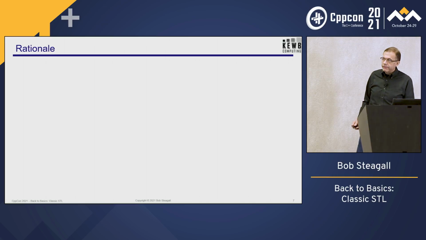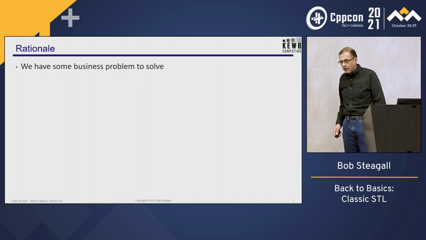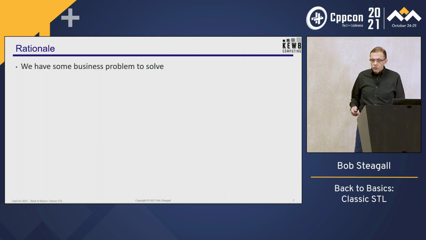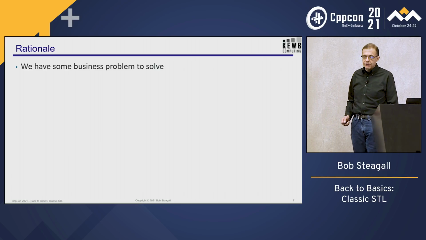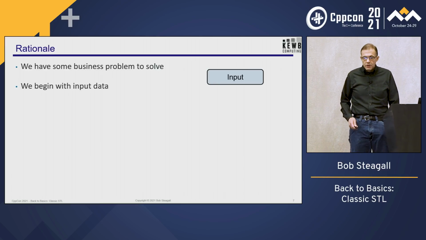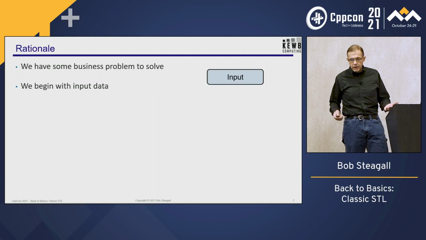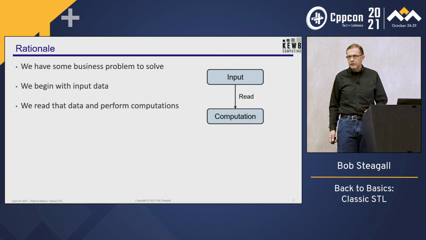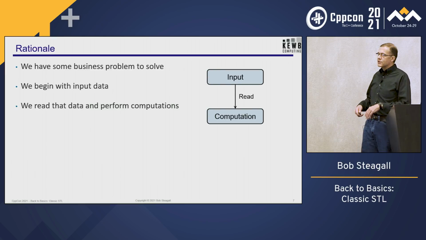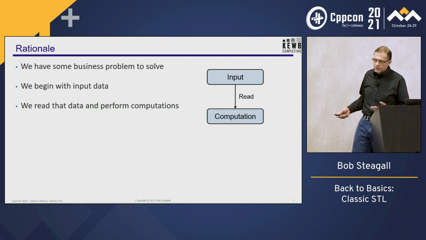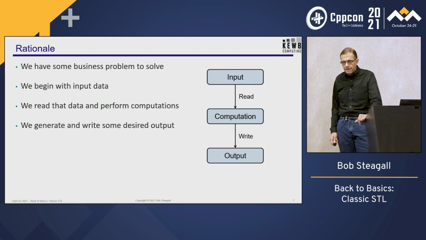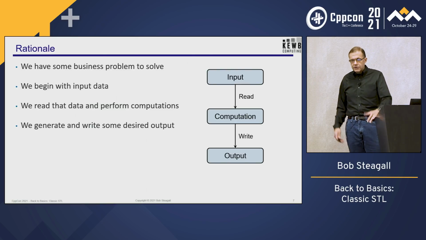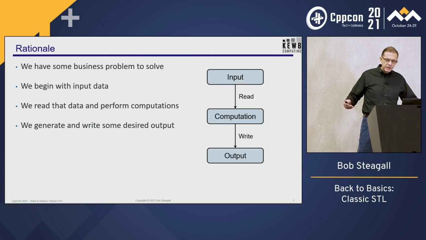So what's the motivation for the STL? Well, at the risk of oversimplifying, actually I am oversimplifying, we begin with some business problem that we have to solve. And to solve that problem, as programmers, we start with some input data. We read that data in and we write programs to perform some sort of computation, some logic in the business domain. We generate some output and we write it somewhere. And this is really what our lives consist of. We take input, we do some computations, we write output.